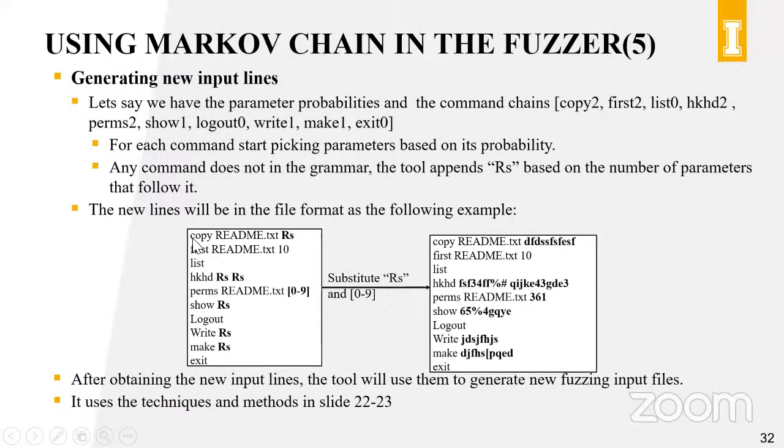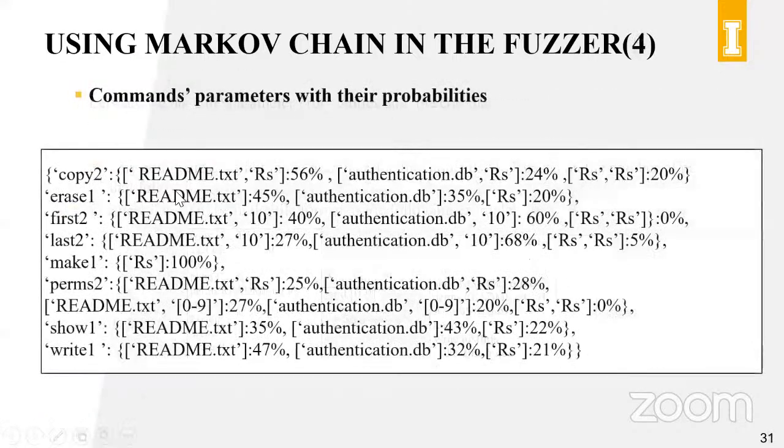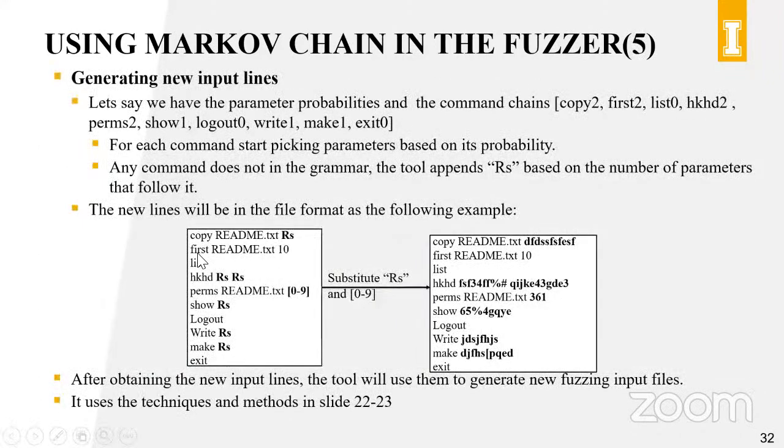So copy will select the parameter with read me, or detect RS. For example, it picked this one. So we have 1, 2, and 3. It picked the first one based on the probability. And then we have the first command, same thing. It selected the parameters based on the probability.